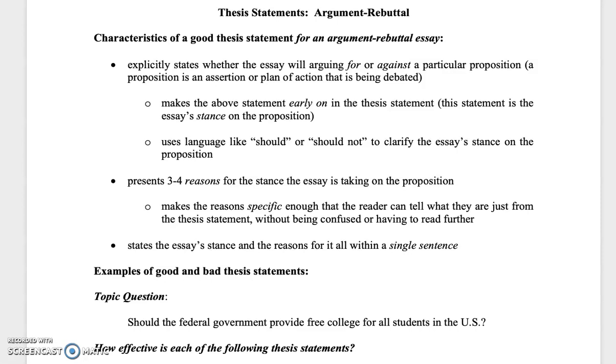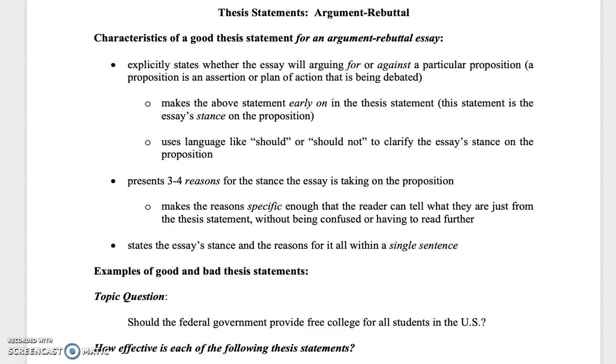In this video, we're going to take a look at how to write an effective thesis statement for an argument-rebuttal essay. This would be the kind of essay where you're asked to take a position on an issue for or against, and this is going to focus on how to do the thesis statement for that.